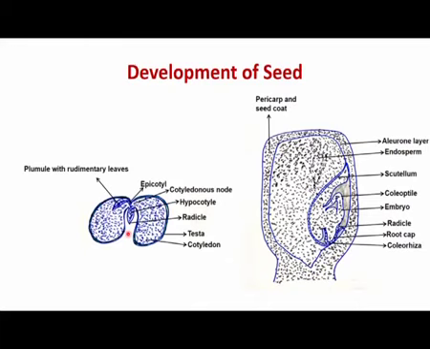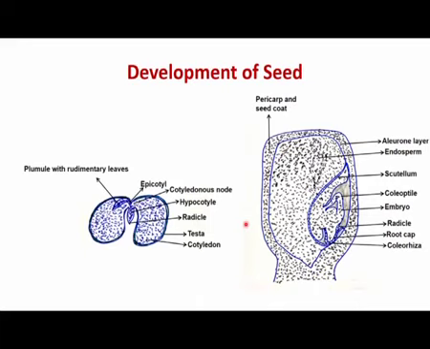The inner integuments form the tegmen, and the micropyle remains in the form of a fine pore. So, the micropyle is present in the seed as well, and the funicle is transformed into the stalk of the seed, so that it holds the embryo, and the hilum marks the point of attachment to the stalk.